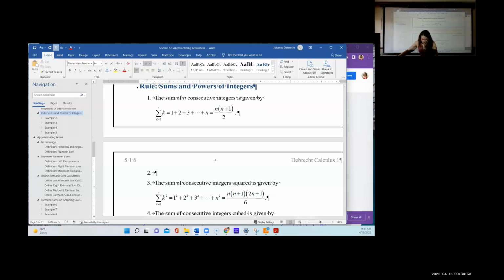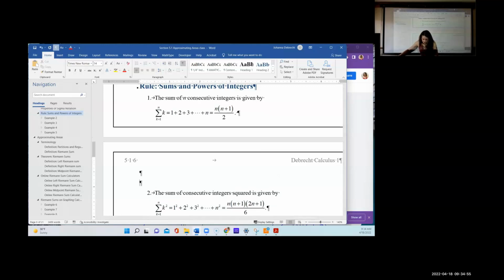So let me put one in here. So this would be an example. Oh, and I don't know why I have the paragraph markings on. You don't need those. Okay, so we have the sum from k equal 1 to 20 of k, which is 1 plus 2 plus 3 plus 4 plus 5, all the way up to 19 plus 20. All right, so it's the sum of the first 20 numbers.